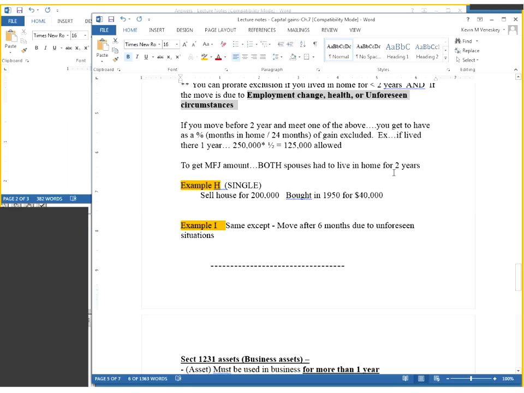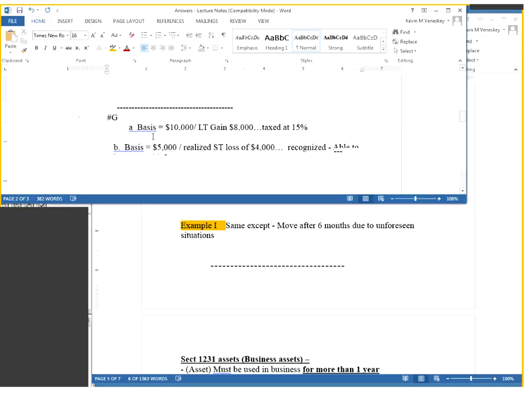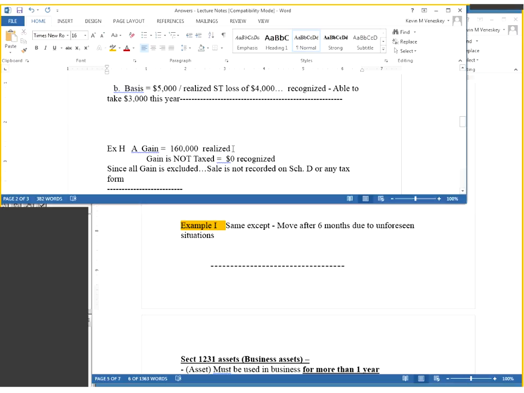Married filing joint, both people had to live there for 2 years, one of the rules. So in my example here, you sell your house for $200,000, bought it in 1950 for $40,000. Well, you have a realized gain of $160,000. However, the recognized gain that goes on the tax return is $0. So $160,000 realized, recognized, nothing. You don't put it on your tax form at all.